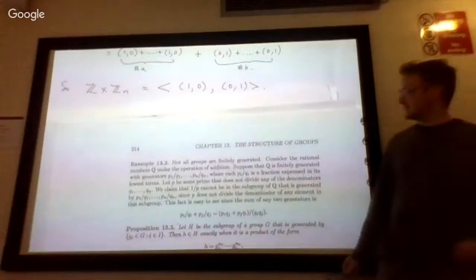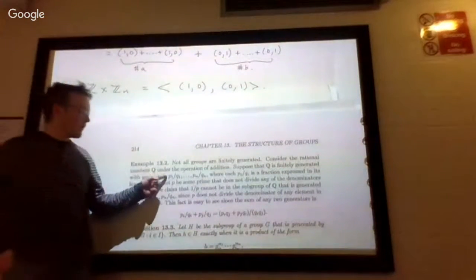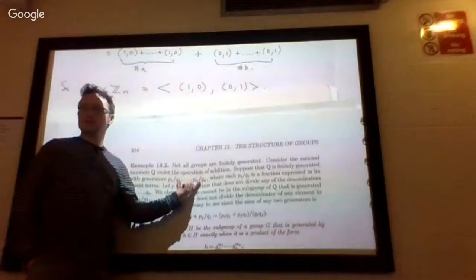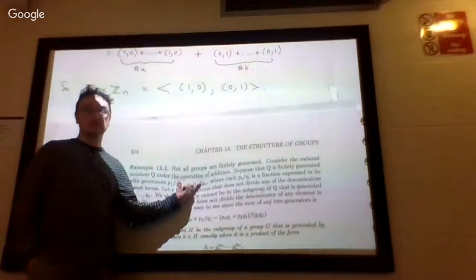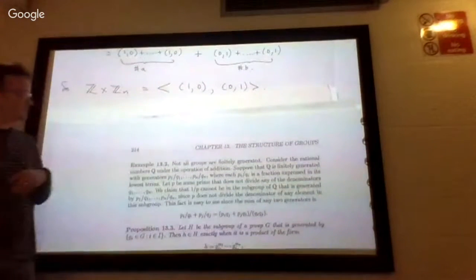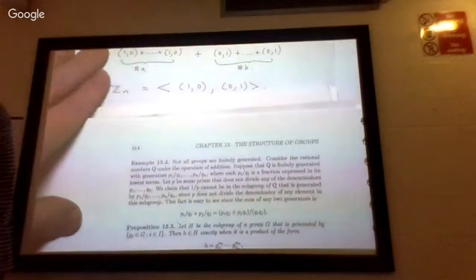So what that argument achieves is saying that you can never generate all of the rational numbers from a finite generating set of rational numbers. So Q under addition is an example of an infinite group that is not finitely generated. That's just more things to be aware of.